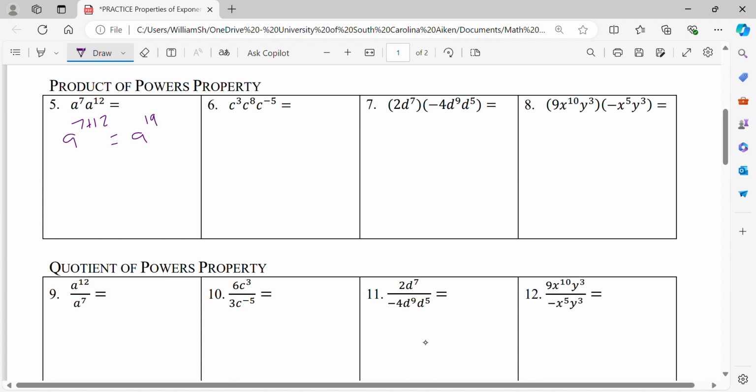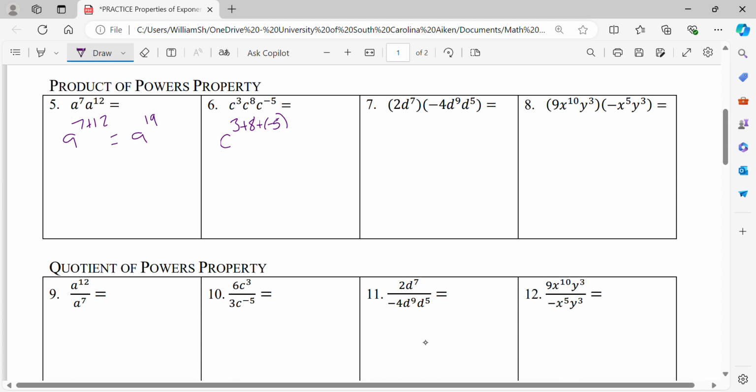Alright, in 6, we still have this same product of powers property here, but here we have 3 c's. Because they're all the same base, I can just add those exponents. So this should just look like c raised to the 3 plus 8 plus negative 5, right? Which is simply just minus a 5.